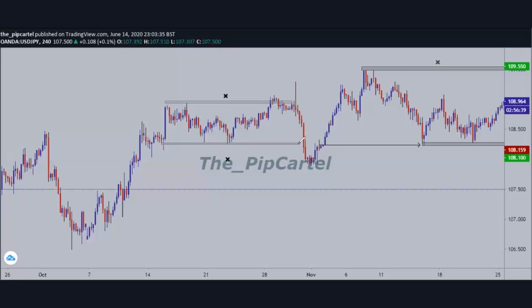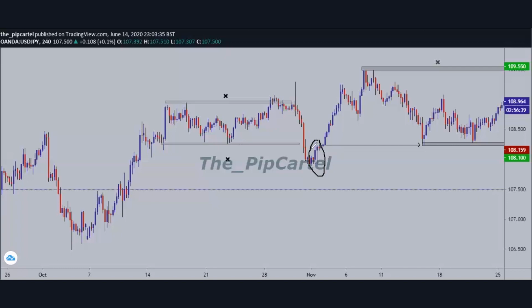Price broke through our support level right here. Then we're expecting a retest and break of structure, retest, and sell, right? But as you can see again, price just did the opposite. Because if you look through this level at a lower time frame, you're going to see that there was a pin bar right here.